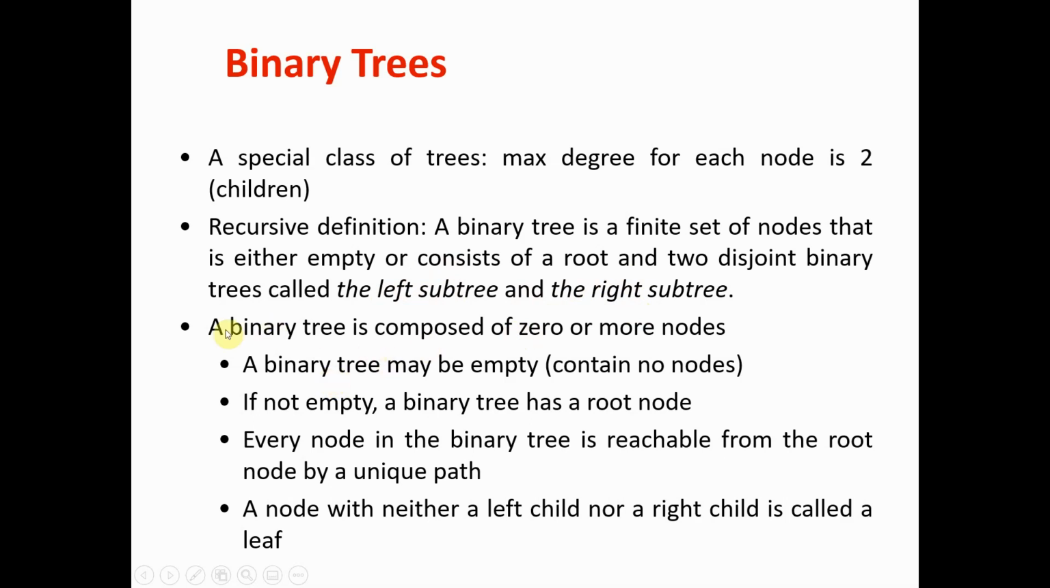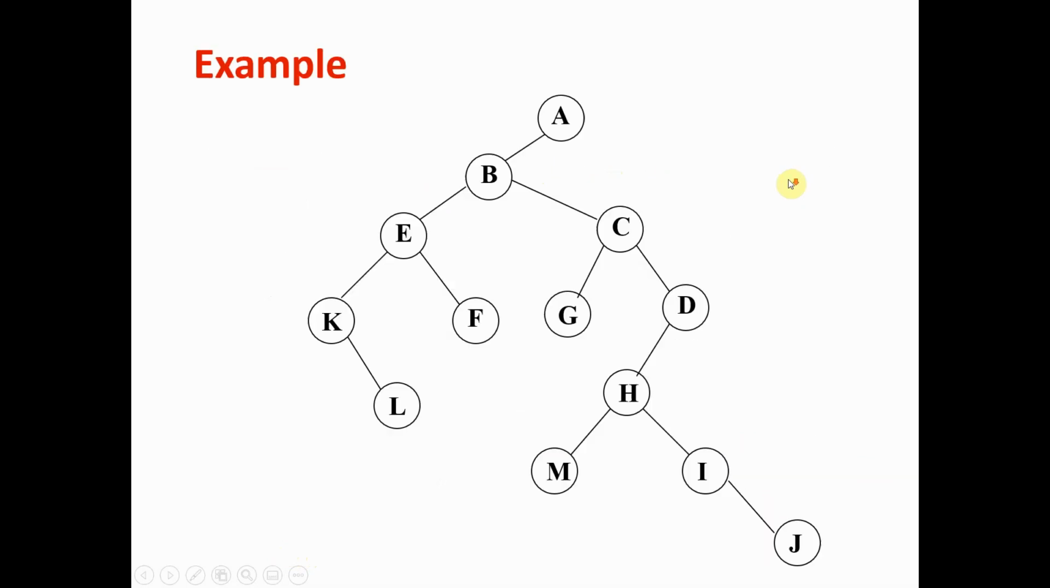So a binary tree is composed of 0 or more nodes, and may be empty. If not empty, it has a root node. Every node in the binary tree is reachable from the root node by a unique path, and a node with neither a left child nor a right child is called a leaf, right? These come from the definition of a tree. But the main thing that we have to know for a binary tree is that every node has a maximum of 2 children. So the degree of nodes is either 0, 1, or 2.